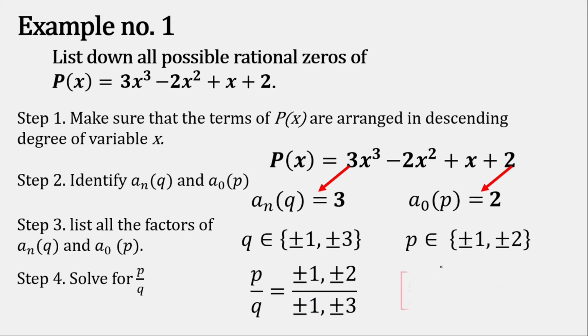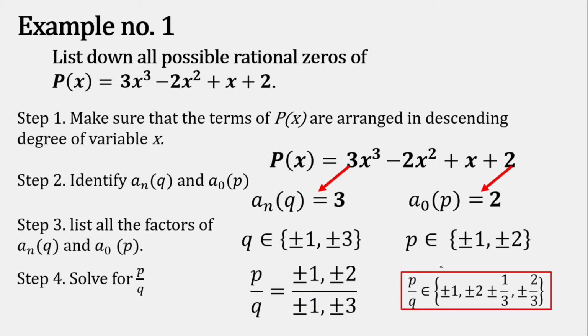So these are all our possible rational zeros. Again, emphasis on possible, because this might be the value of x to make this polynomial function equal to 0. So in a later discussion, we will try to eliminate these numbers by using other techniques. But so far, you have 8 choices for the possible values of x.